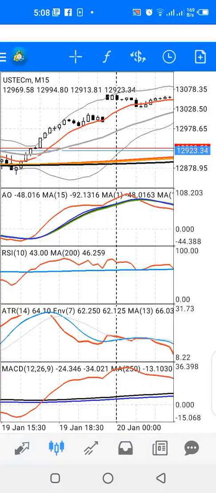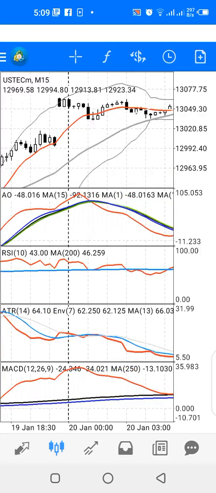Today we'll be looking at a strategy you can use to trade Nasdaq 100. Now on my chart I have Nasdaq 100 on the 15 minutes time frame with my broker. It's called US Tech, but this is Nasdaq 100.